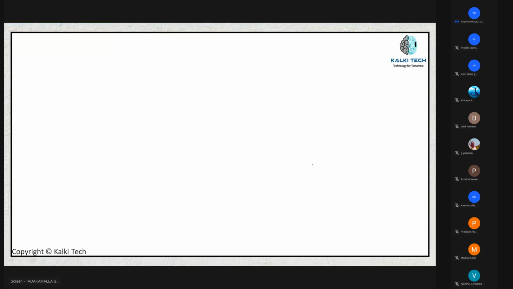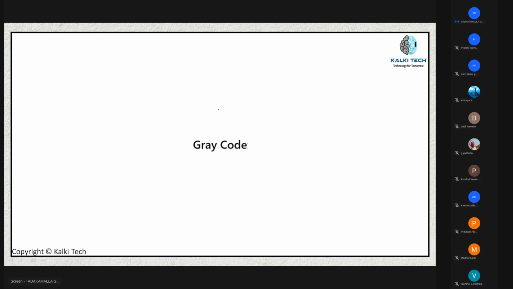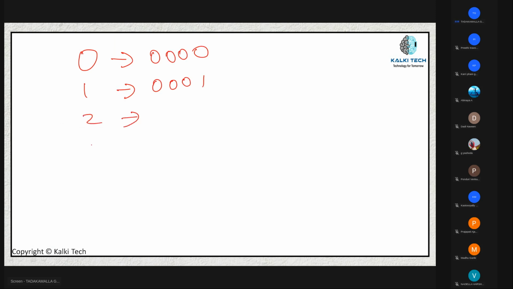Now, coming to this XS3 code, it is determined by adding 3 to each decimal digit and replacing each digit by the newly found decimal number's 4-bit binary. Let's say for 0 we have four zeros, and for 1 we have 0001, then 2, 3, 4, 5, 6, 7, 8, and 9. So these are the BCD representations.